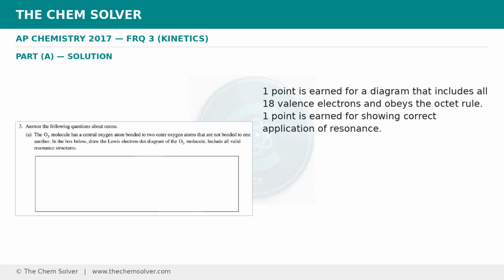1 point is earned for a diagram that includes all 18 valence electrons and obeys the octet rule. 1 point is earned for showing correct application of resonance.